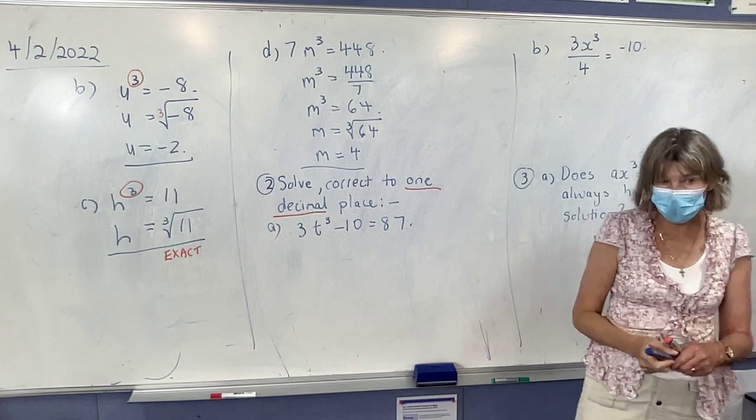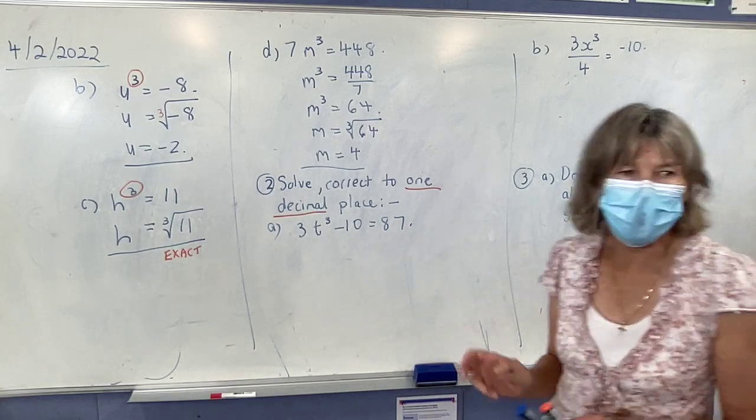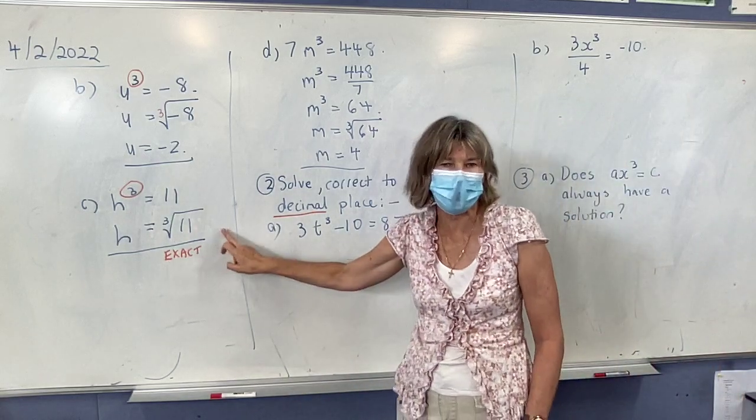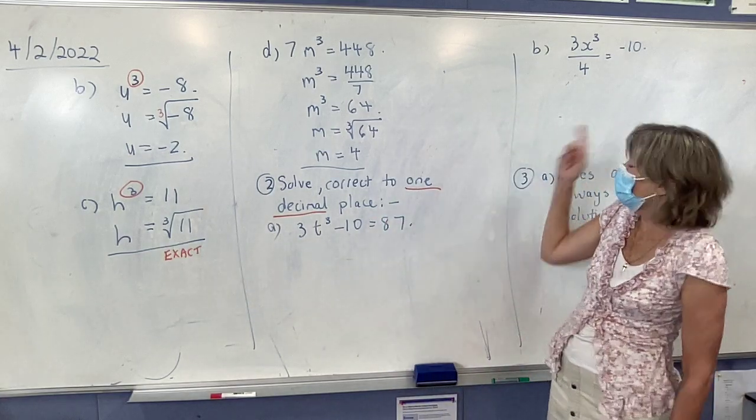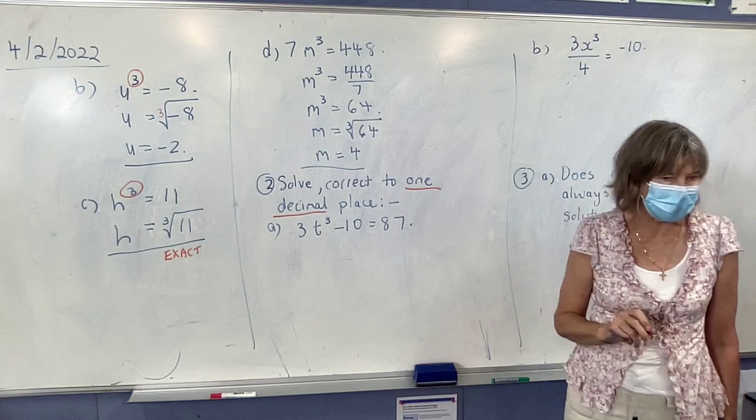So that one you had to keep going. You've got to use your calculator to check if it works or not. If it doesn't, you leave it like this. If it does, keep going. All right, the next two we're doing have to be to 1 decimal place.